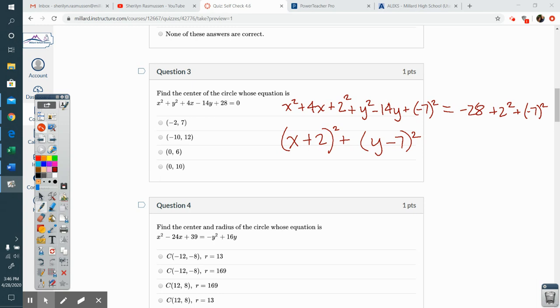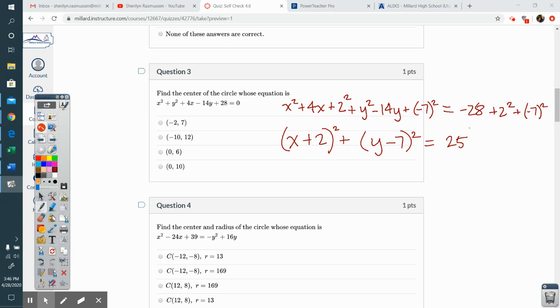And again, you do that on purpose so that it creates this perfect square. Okay, and then just combine all of this on this other side. So you just do negative 28 plus 2 squared plus (negative 7) squared if you're using the calculator, and that equals 25 when you add all those things together.